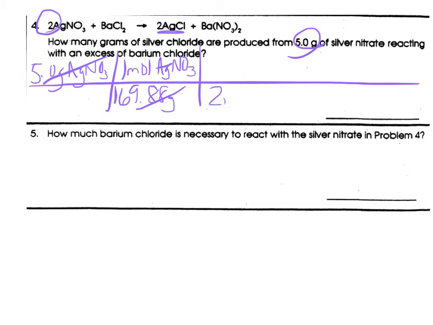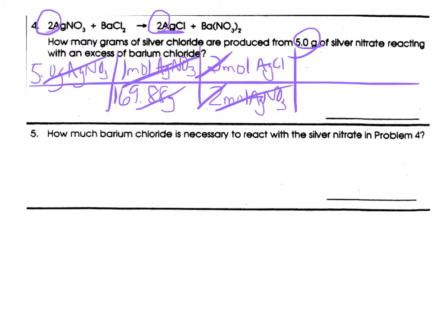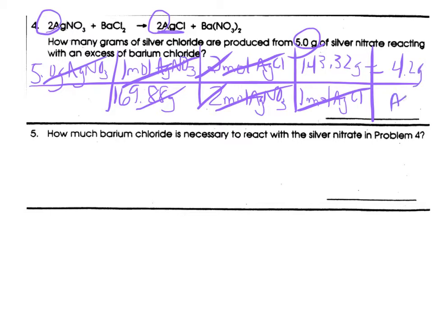2 moles of AgNO3 from the reactant side and 2 moles of AgCl on the product side. Again, you must show that, but like in the last one, the 2 moles will cancel as well as moles of AgNO3. And then 1 mole of AgCl and its molar mass is 143.32 grams. Moles of AgCl cancel, and when you calculate that, you get 4.2 grams of AgCl.